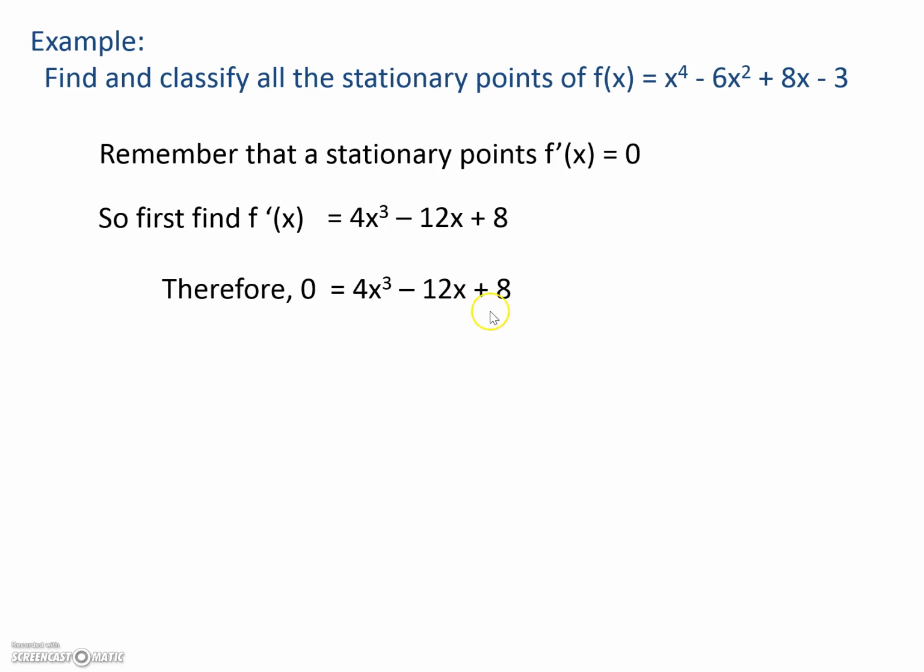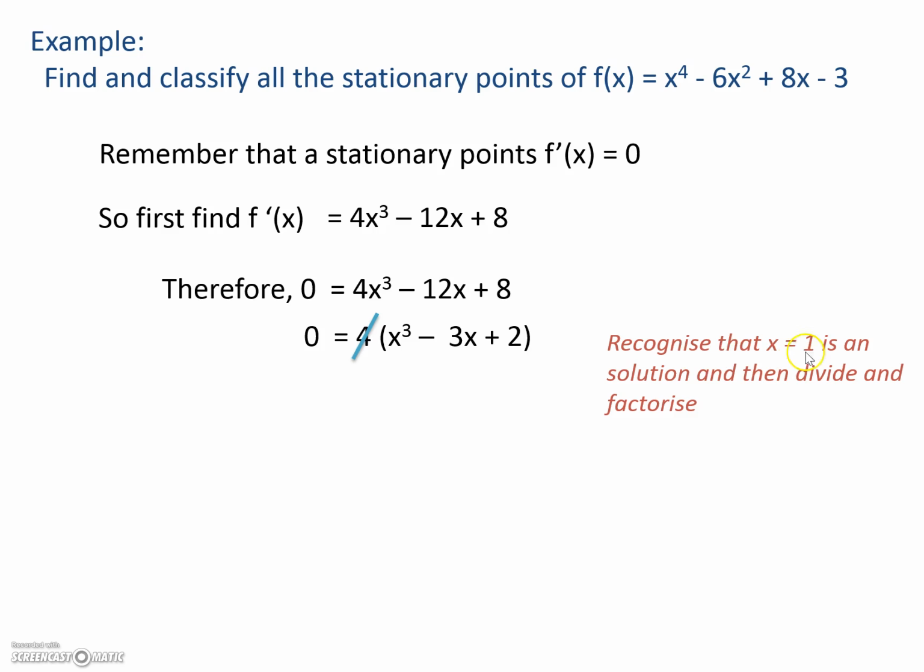4 minus 12 plus 8. If you don't see that, take out the common factor of 4. Now 1 minus 3 plus 2. Did you recognize that x equals 1 is a solution? Yeah, so then we'll have x equals 1 as a solution, and by doing some nifty long division we can get that this was the other factor. You may not know how to do that yet.